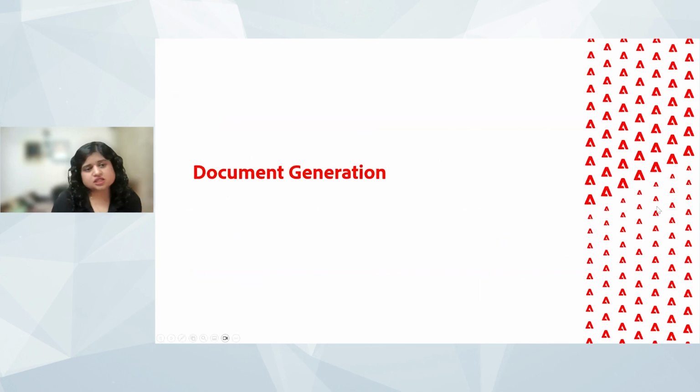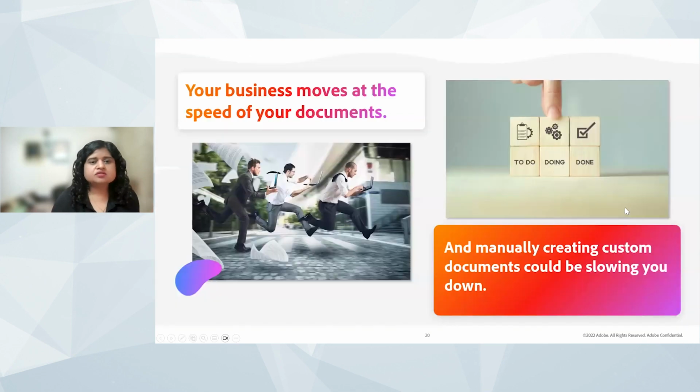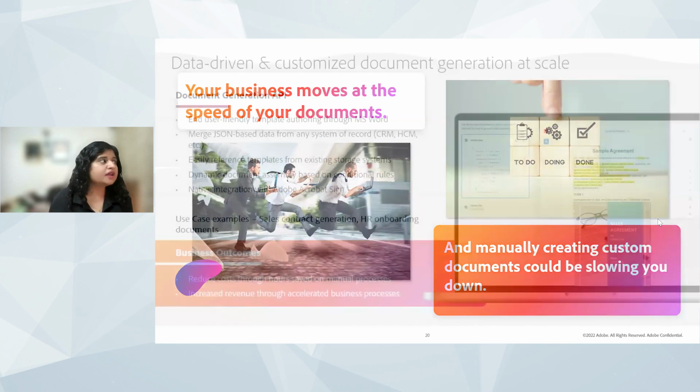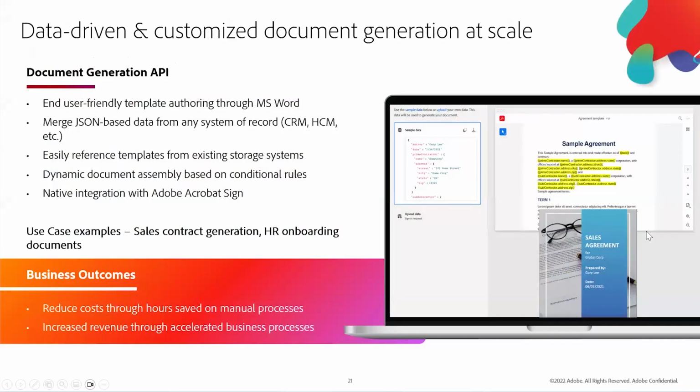So let's look at document generation. Your businesses actually move at the speed of the document, right? It moves as fast as you can send that document out to the customer or get a document from that client. That's when you can take the next step. And manually creating custom documents is just slowing you down. So that's where document generation APIs can come in.